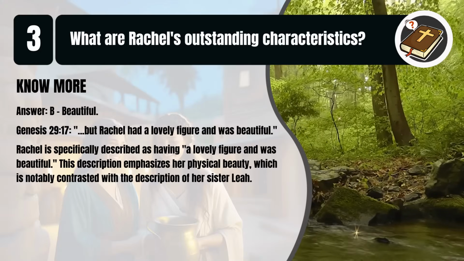That's B. Beautiful. Genesis chapter 29, verse 17. But Rachel had a lovely figure and was beautiful. Rachel is specifically described as having a lovely figure and was beautiful. This description emphasizes her physical beauty, which is notably contrasted with the description of her sister Leah.